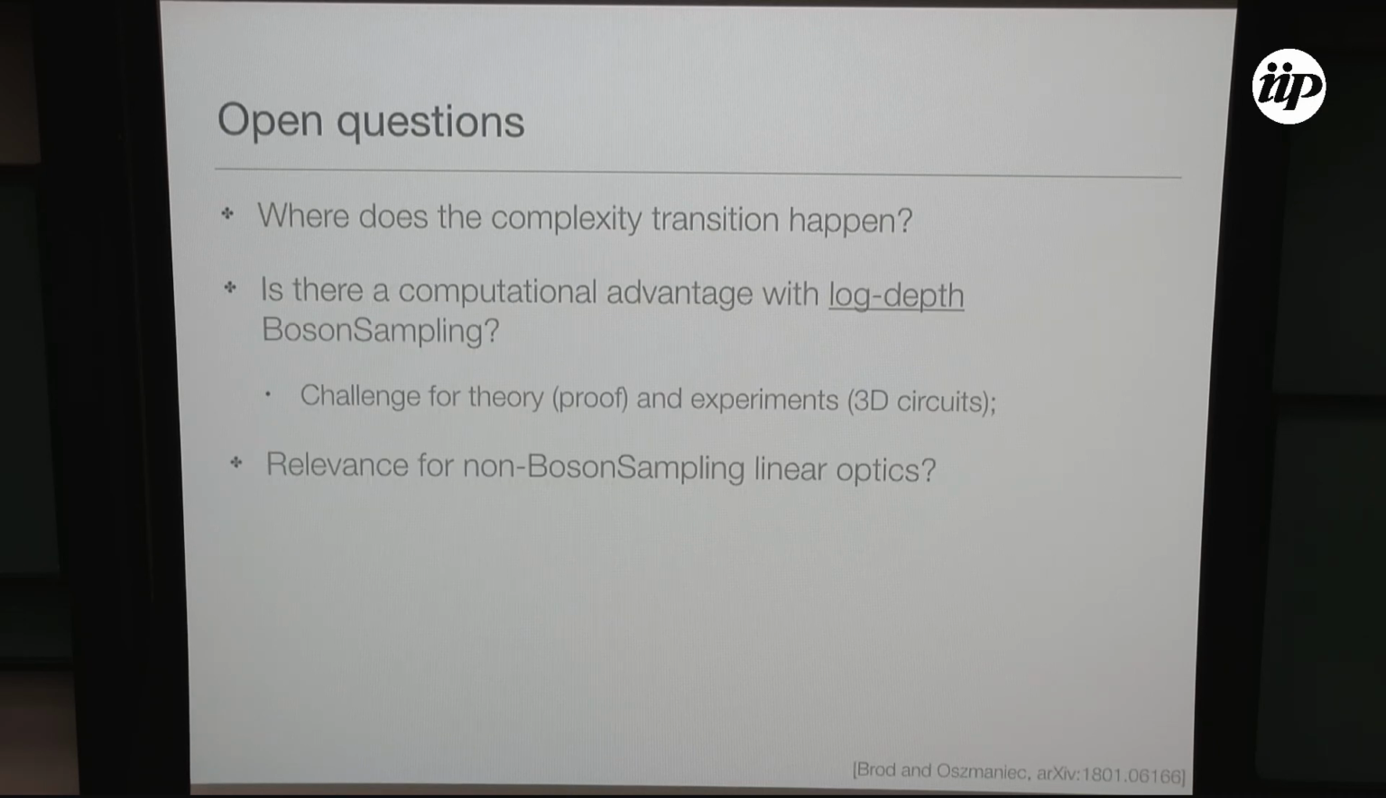So there are many, many open questions which I find interesting. The main ones are, first, where does this complexity transition happen, right? For how much loss does boson sampling actually go from hard to simulate to easy to simulate? Also, which I think is the most important open question for boson sampling, can you get a computational advantage with log depth boson sampling? And this is a challenge for both theory, because we have to prove whether that's true, and also for experiments, because then you would need to build these 3D circuits, right? You cannot be restricted to nearest neighbor beam splitters.